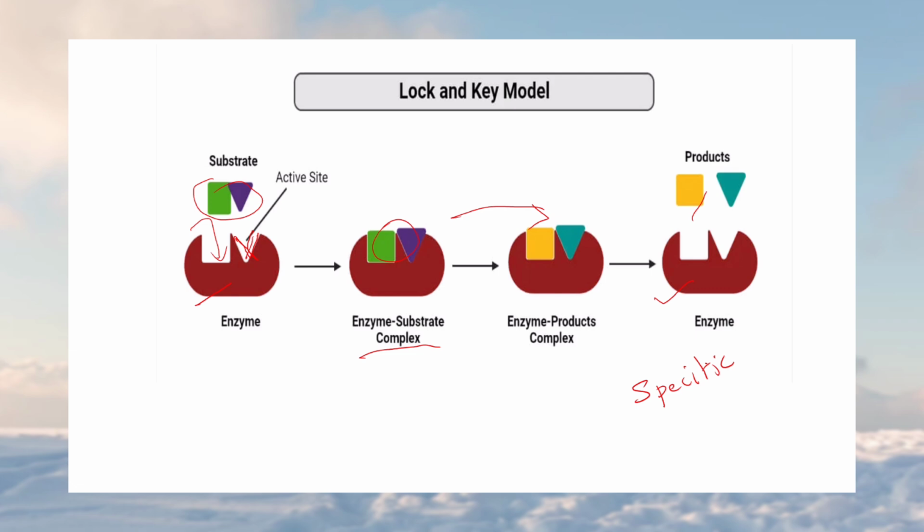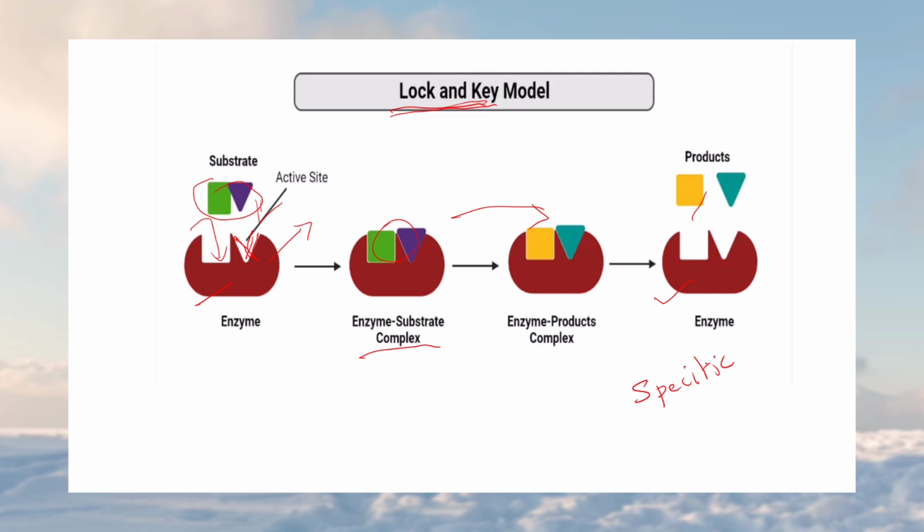This is the lock and key model. As the name suggests, the enzyme and substrate bind like a lock and key. That is, the enzyme acts like a lock and the substrate like a key. So the enzyme and substrate bind, forming the enzyme substrate complex like a lock and key. So the name is lock and key model.